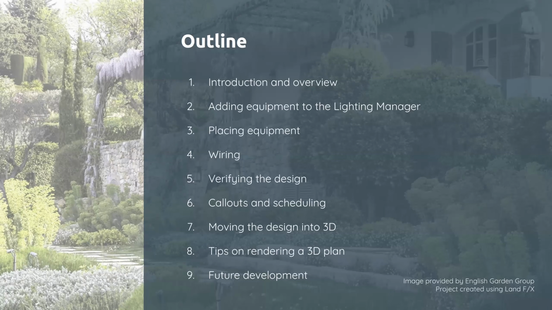Then I'll show you how you can verify the design. And then we'll wrap up the CAD side of things by placing some callouts and a schedule for your lighting design. And then, the cherry on top, we'll move into 3D, which is really neat. I'll show you how you can take your lighting equipment and your plan, move it into a 3D platform, and then actually render that. So that's pretty cool. And then we'll finish everything off with some of our current plans for future development in lighting.